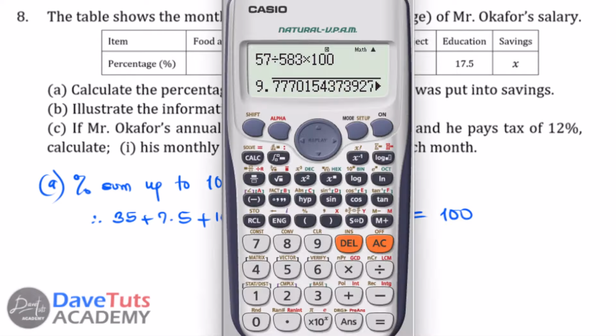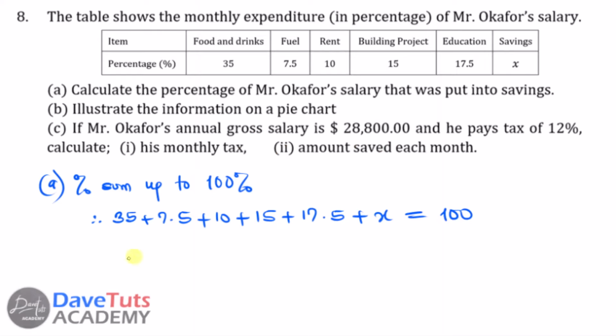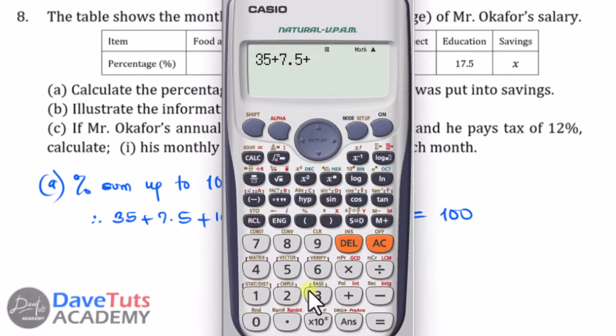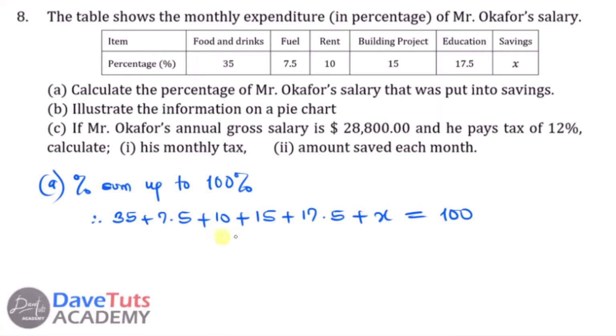Okay, so we have 35 plus 7.5 plus 10 and 15 is 25. 25 plus 17.5, that's equal to 85. So we have all of this as 85 plus x is 100. Therefore, x is going to be 100 minus 85, and that is nothing but 15%.